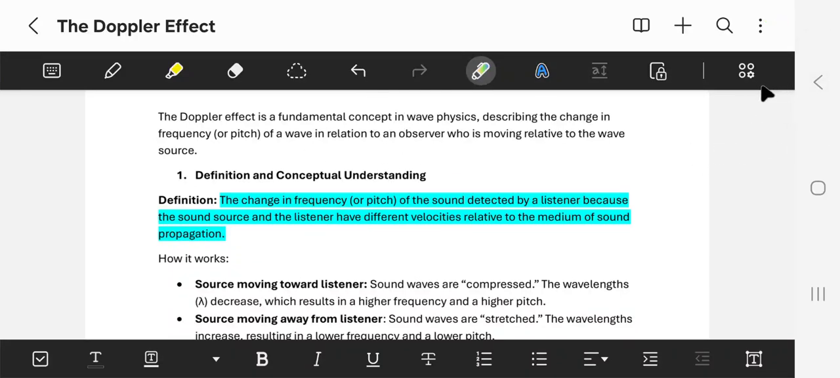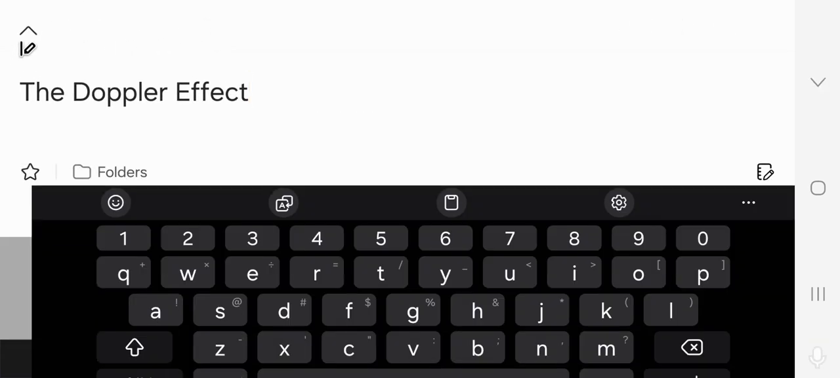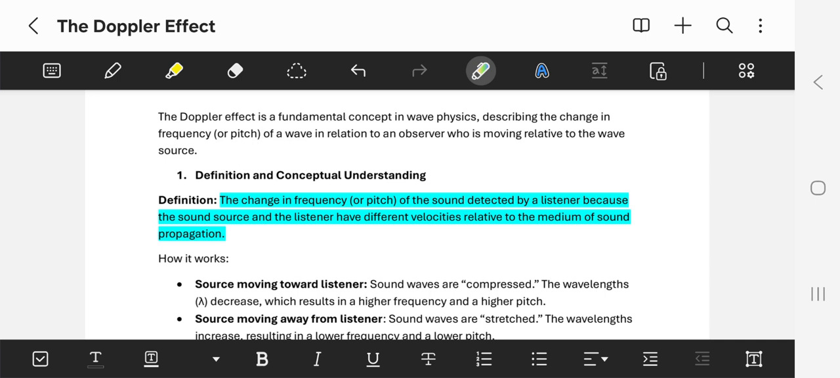So in this video we'll be looking at the topic of Doppler effect. Doppler effect, guys, is basically a concept that we'll be looking at in wave physics, where we talk about the change in frequency or the change in pitch of a wave, and this will be in relation to what? To the observer who is moving relative to the wave source. Those are the things that we'll be looking at.